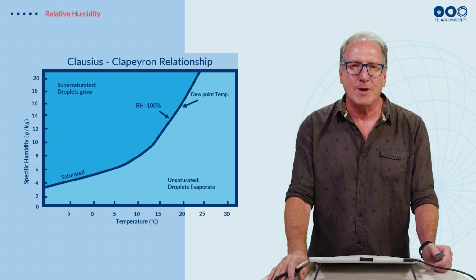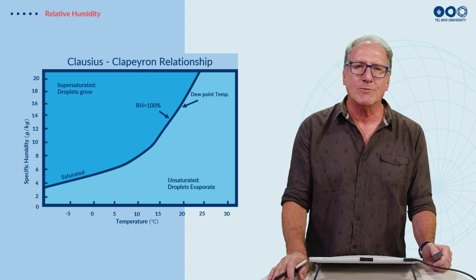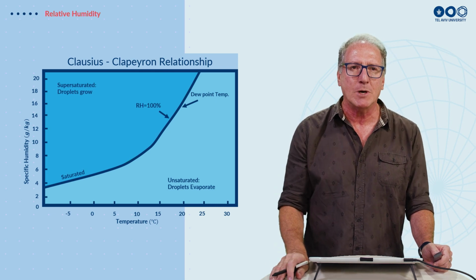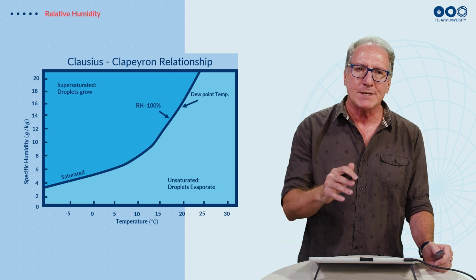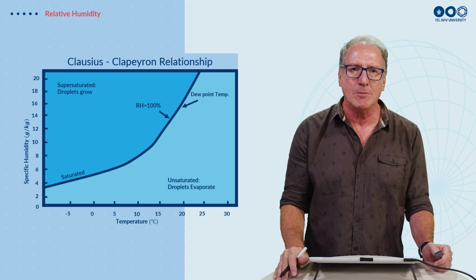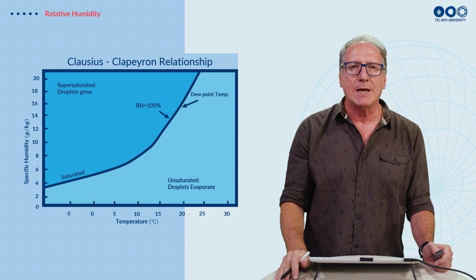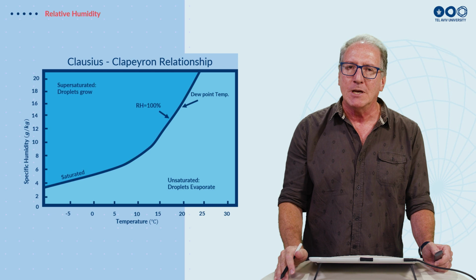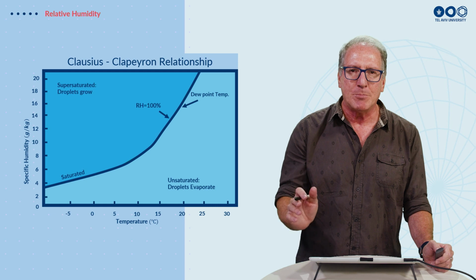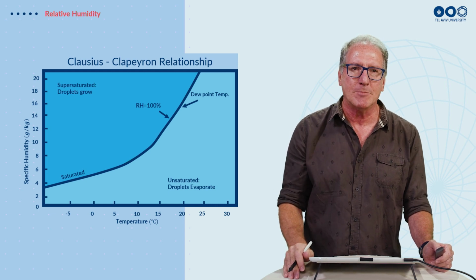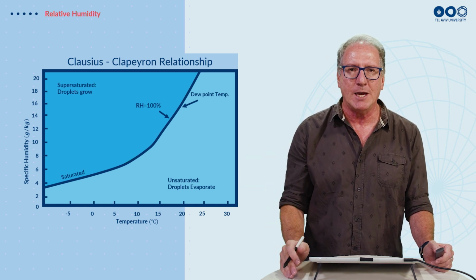Now this curve is quite a famous curve called the Clausius-Clapeyron relationship or curve. And this shows the maximum amount of water vapor we can put into a volume of air as a function of temperature. So the y-axis is the specific humidity, grams per kilogram. The x-axis is temperature. And the line we see in the middle shows the line of 100% relative humidity. It's also a line we call the dew point temperature, because this is when dew will form, when we get to that temperature with that amount of water vapor in the atmosphere. And the further we are away on the right-hand side of that curve, the drier the air will be.